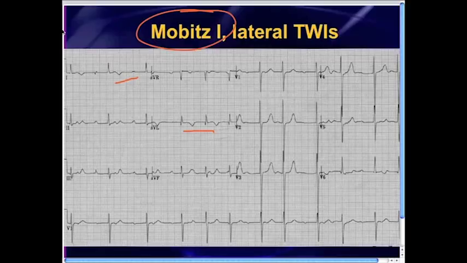Whenever you see blips on the 12-lead EKG and you're debating, are those blips real P waves, or is that just artifact?